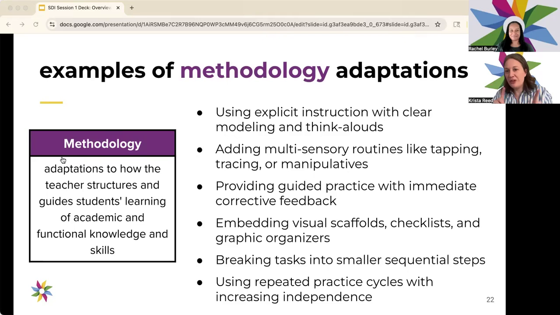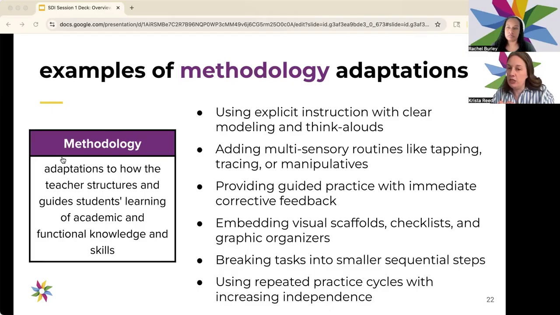Now we're going to switch to another type of adaptation we might make, right? Methodology adaptations. We said this is the how of learning. So these are adaptations to how learning is structured or guided, using explicit instruction with clear modeling and think alouds, right? One of those high leverage practices that we know generally, kind of a cross-cutting strategy for students with disabilities.